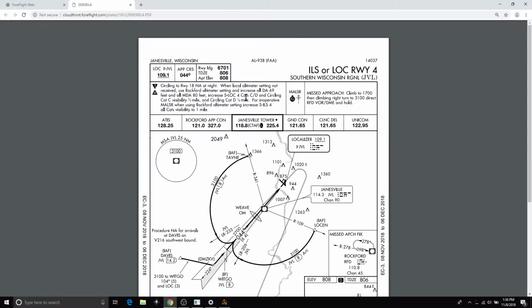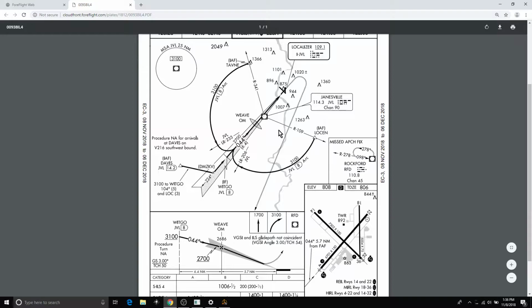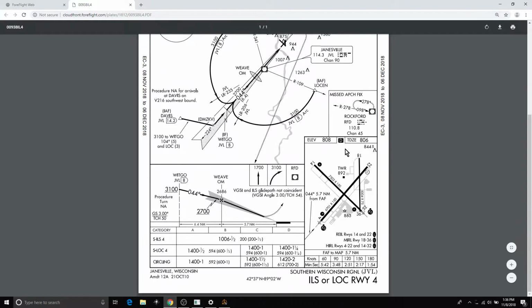We're gonna shoot today the ILS Localizer 4 at Janesville, and that's not just a simple ILS approach, but we will do a DME arc. Basically, we are somewhere around here, and we will intercept that radial of 109.